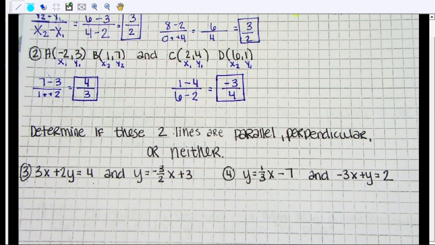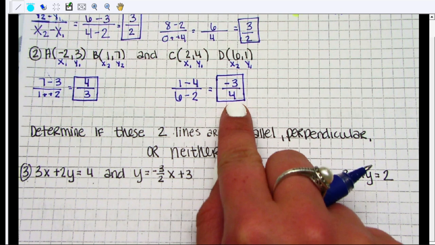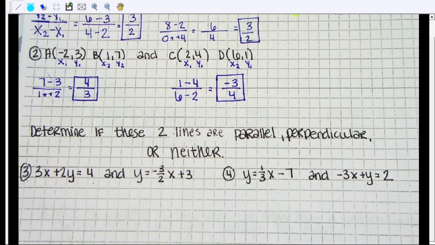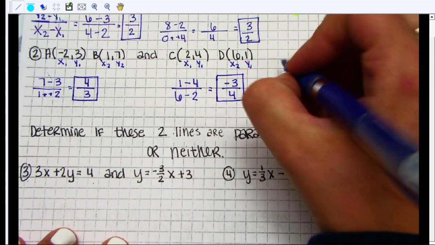All right, parallel or perpendicular or neither? Because remember, neither is an option too. Okay, perpendicular. How do we know they're perpendicular? Okay, flipped and different signs. It has to be both. So if for some reason, let's say we had gotten just 3 over 4, that only flipped the fraction. It did not change the sign. So you must do both. So this is perpendicular.